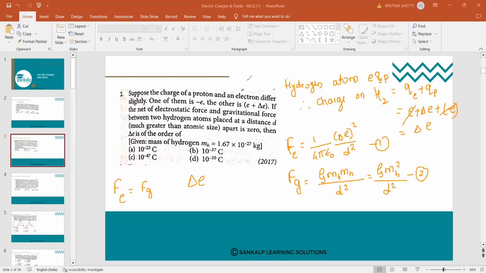Yes. Understanding students, please reply if you are not understanding. So here in the question it is given that the net of electrostatic force and the gravitational force between the two hydrogen atoms placed at a distance d apart is 0.